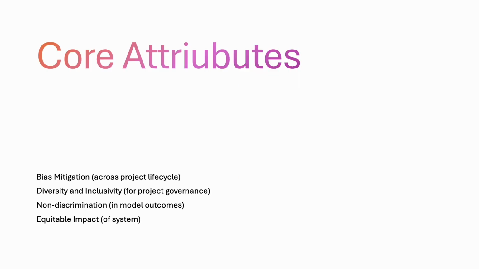We settled on the following core attributes and their impact in the project: bias mitigation across the project lifecycle, diversity and inclusivity for project governance, non-discrimination in model outcomes, and equitable impact of the system.